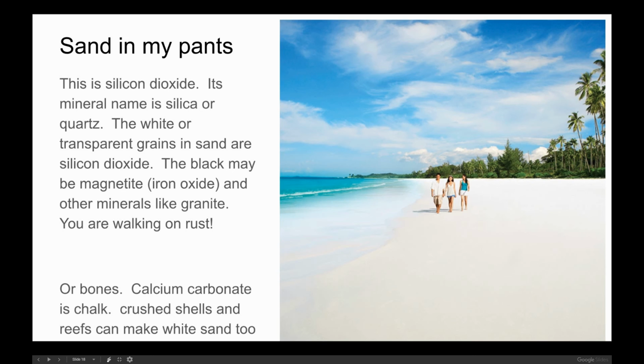But you pretty much pick up sand and you can tell. If it feels chalky, it's a chalk beach and it's going to be all mucky and gross and slippery. And if it's a quartz beach, it's going to be all gritty and you won't like it in your pants. Okay? So a beach is silicon dioxide.